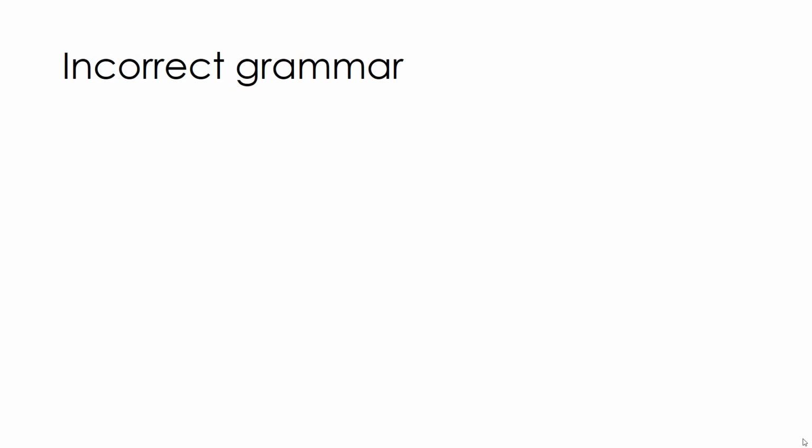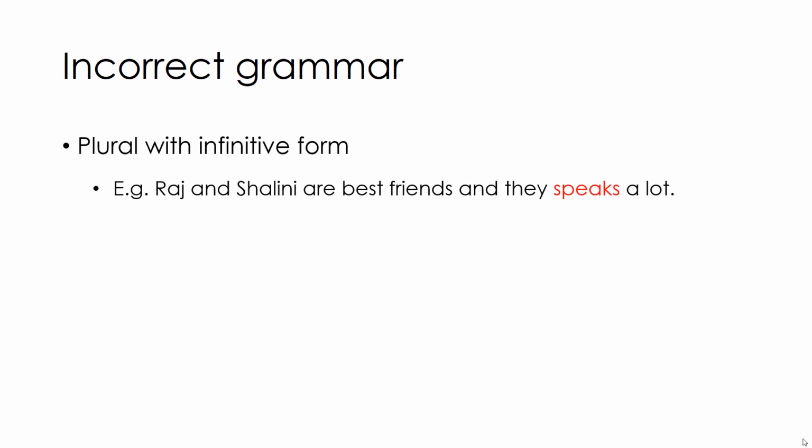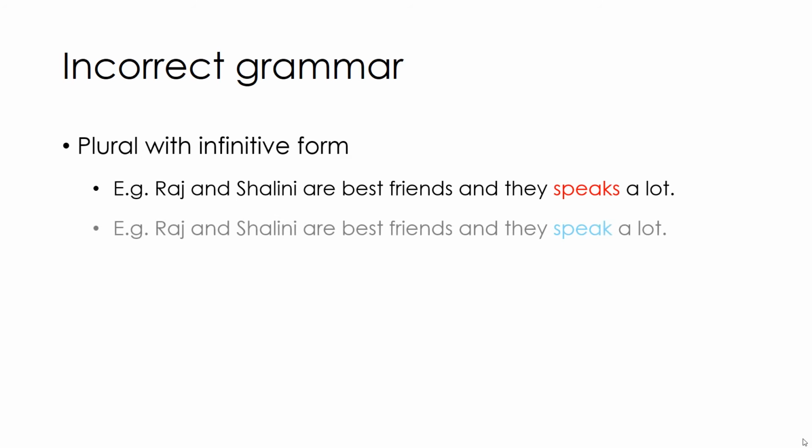Incorrect grammar. Plural with infinitive form. For example, Raj and Shalini are best friends and they speaks a lot. Here, as we have plural subjects, speak must be used rather than speaks. And thus, correct example would be Raj and Shalini are best friends and they speak a lot.